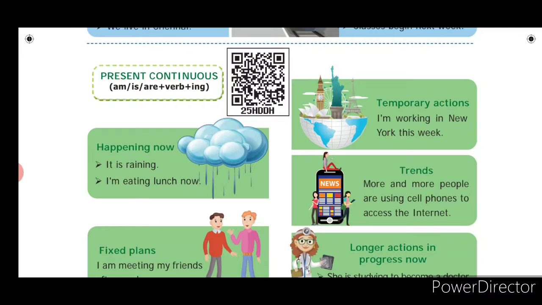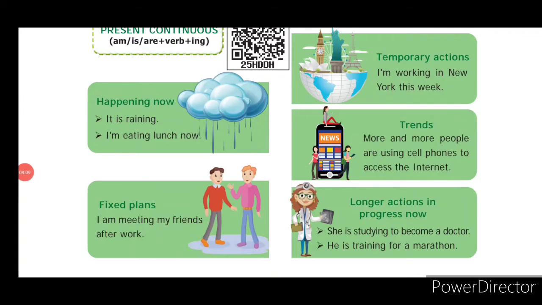See here, present continuous tense is used for an action that is going on now. Okay, that is the thing which is happening now. At present, what is happening? I am teaching a lesson. I am teaching a grammar lesson. So this tense form is used for an action that is going on now at the time of speaking. Okay, children, present continuous tense is used for an action that is going on now at the time of speaking.